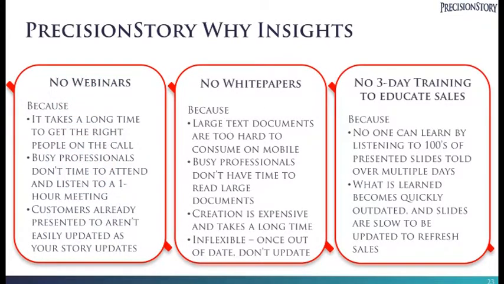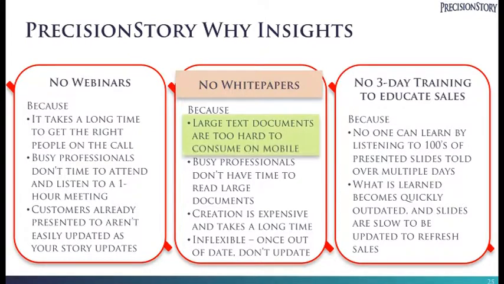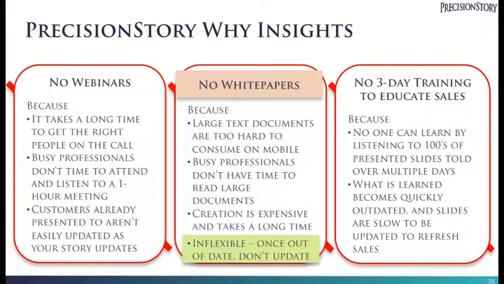For instance, in Precision Stories' case, one insight is you should not tell your story relying on large text-based collateral, such as 10-page white papers, because 1. Large text documents are too hard to consume on mobile, where we are getting a lot of our content these days. 2. Busy professionals don't really have the time to read large text-based documents. 3. The creation of these documents is expensive and takes a long time. And 4. There is a lack of agility, meaning these documents tend to get out of date, and given the high cost and time required to create, they don't tend to get updated.